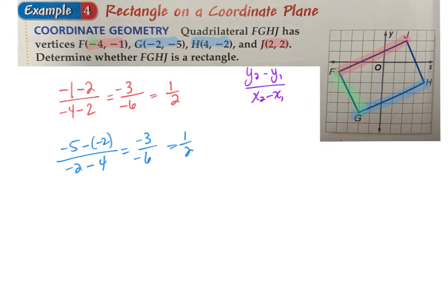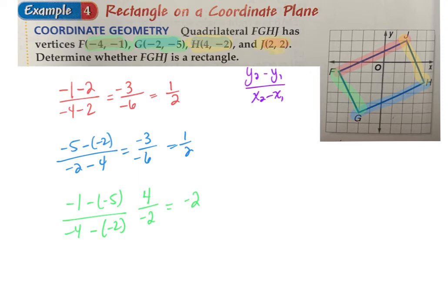F to G. So F to G. And I'm going to do the same thing. Negative 1 minus a negative 5 over negative 4 minus a negative 2. Negative 1 minus a negative 5 gives me what? 4. And negative 4 minus a negative 2 gives me negative 2, which will give me a negative 2. That is perpendicular. And then I'm going to do my last one, which is J to H.